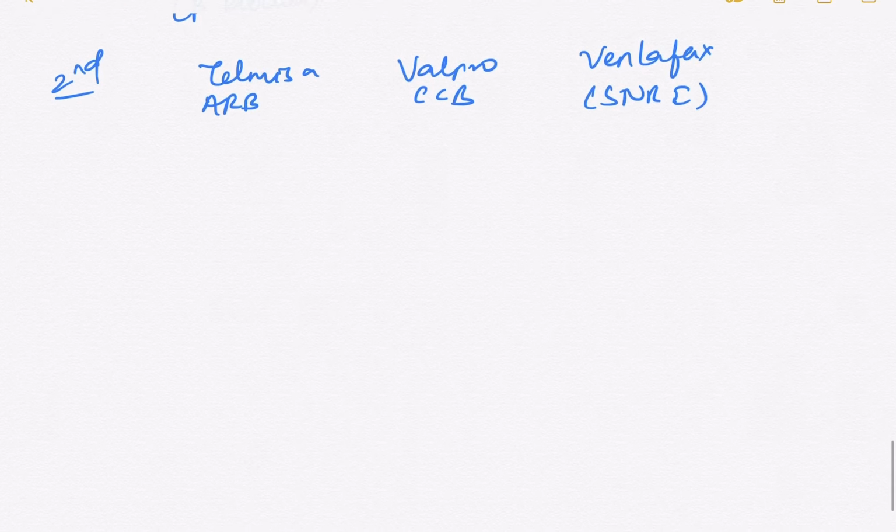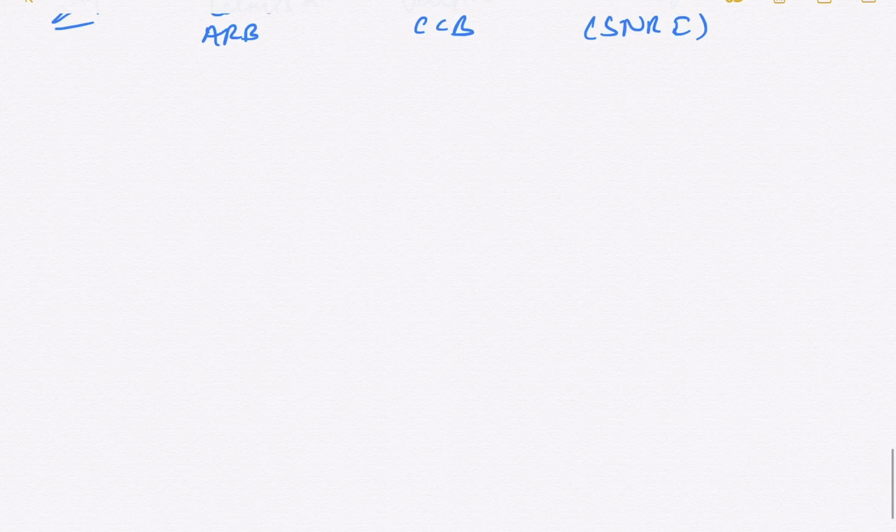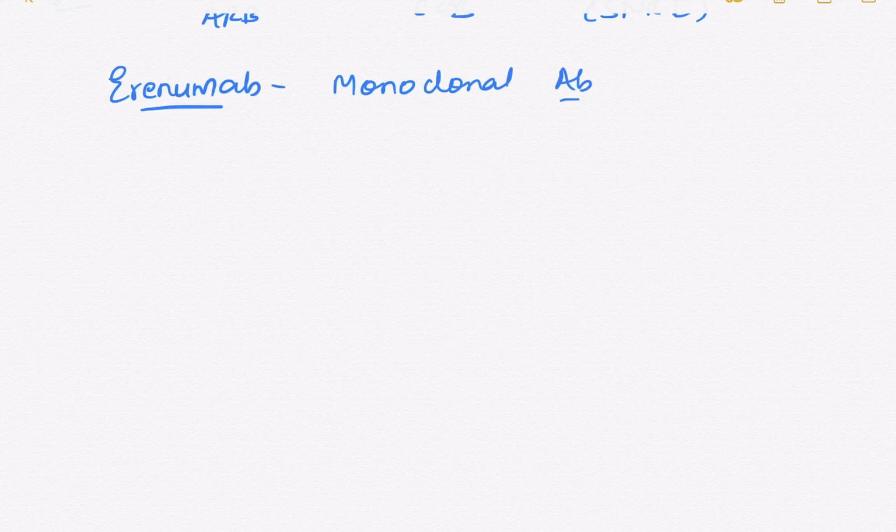Okay, then there is this newer treatment that you need to remember, that erenumab is a monoclonal antibody which is approved against CGRP. Okay, so this is a new treatment that you need to remember.